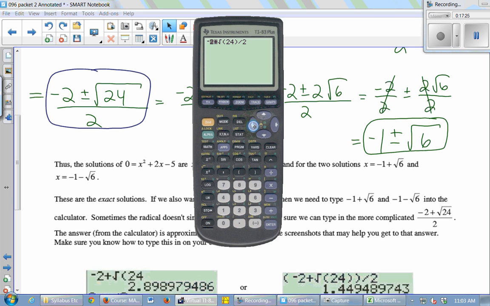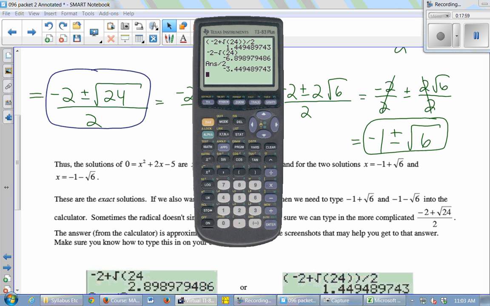So I could put parentheses around my whole numerator, right? So that means it would do the whole numerator and then divide by 2. So that gives me the 1.449. Or I could also break it into 2 steps. I could do -2, this time with the minus: -2 minus square root 24, and then divide by 2, and you get the -3.449. So you can do whichever way you like.